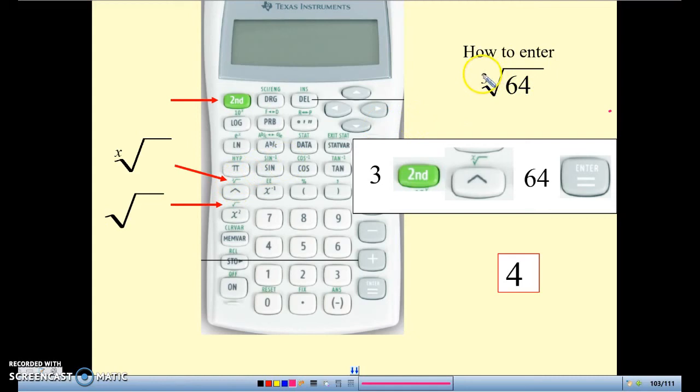To actually enter and get the cube root of 64, here's your keystrokes. See this little x here? You have to put that in first. Your index, my index is 3, so I'm going to hit 3 first. Then I want my radical sign, so hit the second button. Hit this button here, my power button, because that little sign is above it. Put your 64 in and hit enter. You should get 4 as an answer.